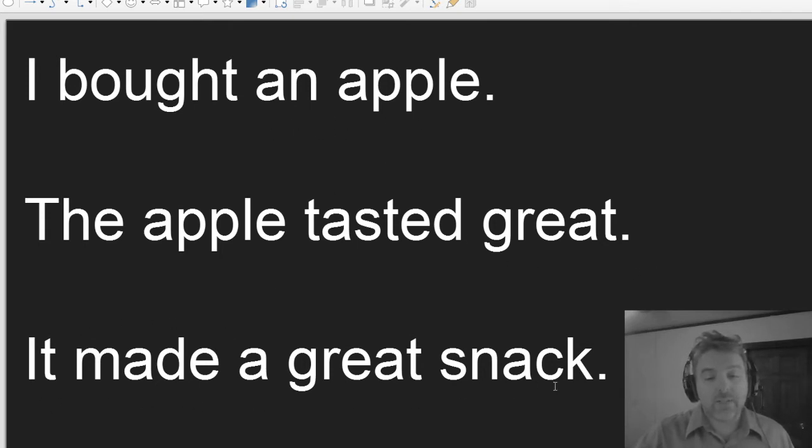It made a great snack. And "gra", the "gra" sound is a consonant sound, and that's why we're using "a" instead of "an". And we're talking about a variety of snacks. We're not talking about anything specific, and that's why we would use "a" instead of "the".